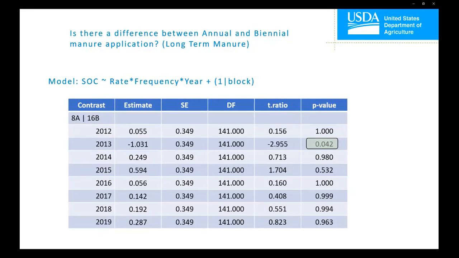In other words, there is evidence that an annual application at rate 1x is not different than a biennial application at rate 2x. However, considering other combinations of rates and frequencies complicates the problem. Now, let's finish discussion of the LT manure study with some simple predictive modeling.